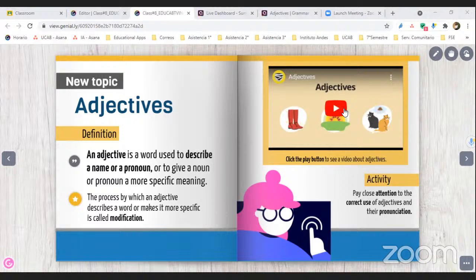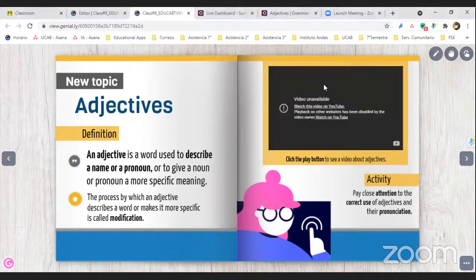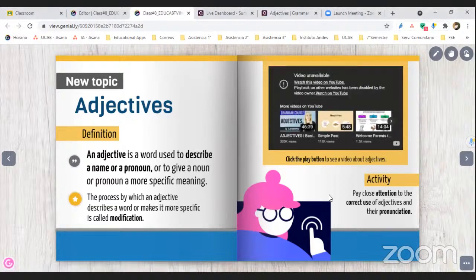Thank you. Okay, so right now we're going to see a video about adjectives, okay? We're going to see a video and actually we're going to do an activity with the video, inside the video, okay? So pay close attention. Let's open the video here.